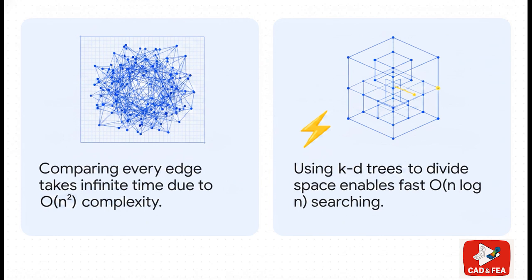It's a non-starter. The elegant solution here is spatial partitioning, using things like KD trees. By dividing the 3D space into a hierarchy of bounding boxes, the software only searches within a specific zip code. That clever trick drops the search time down to a lightning-fast O of n log n.